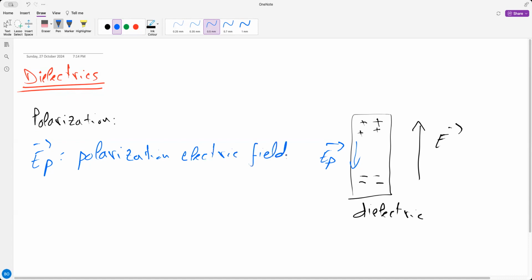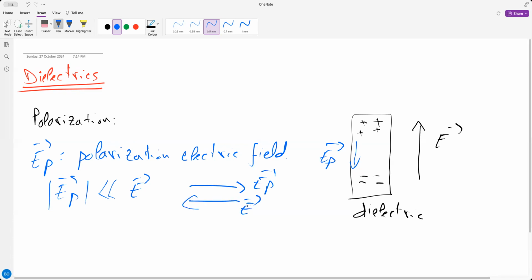It's called the polarization electric field. The polarization is always smaller than the electric field. In magnitude, the polarization is smaller than the electric field, and it is in opposite direction. So they are in opposite direction. It's always in opposite direction.